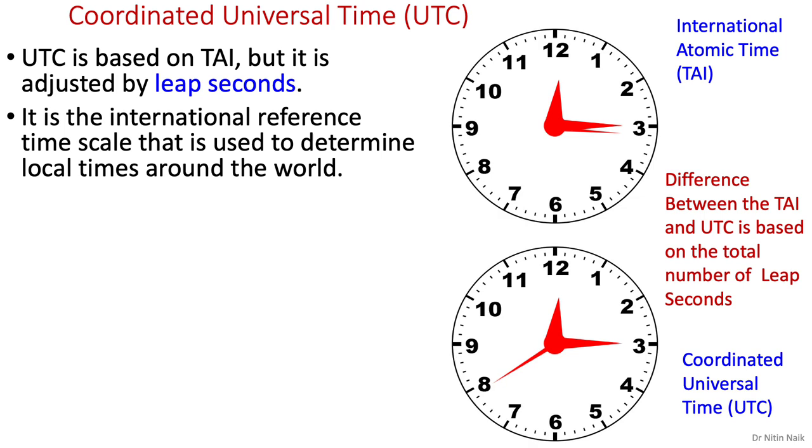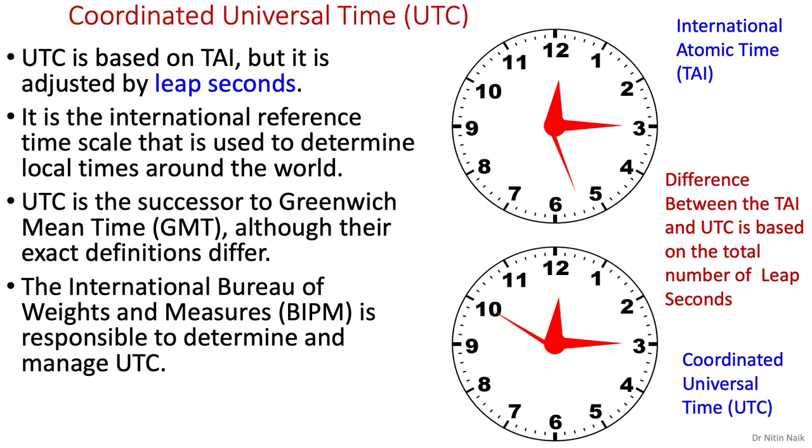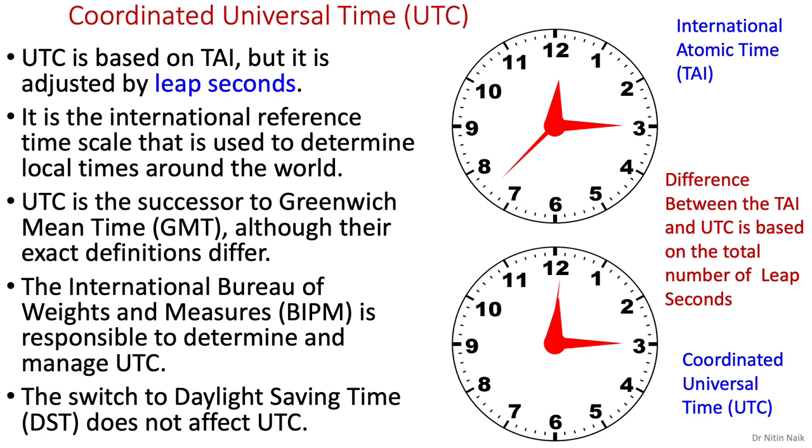Prior to 1972, the standard time scale was Greenwich Mean Time or GMT, which was replaced by the UTC. The International Bureau of Weights and Measures or BIPM is responsible to determine and manage the UTC. The switch to Daylight Saving Time or DST does not affect the UTC, meaning it is not adjusted to reflect changes either to or from Daylight Saving Time.